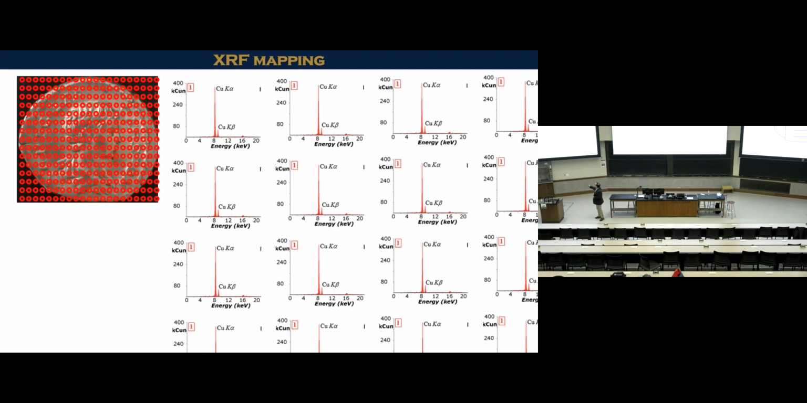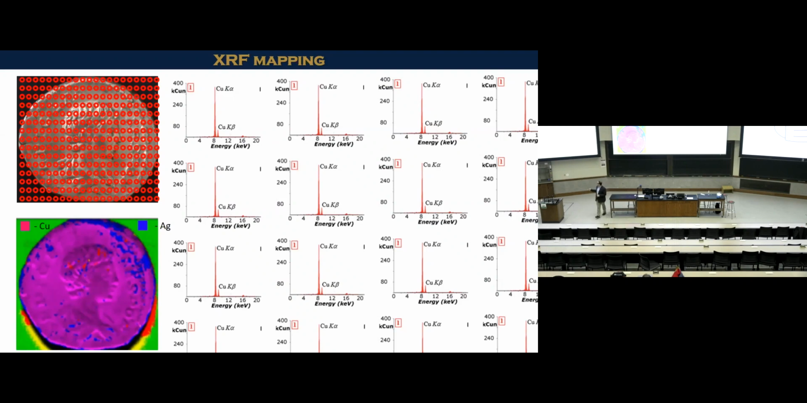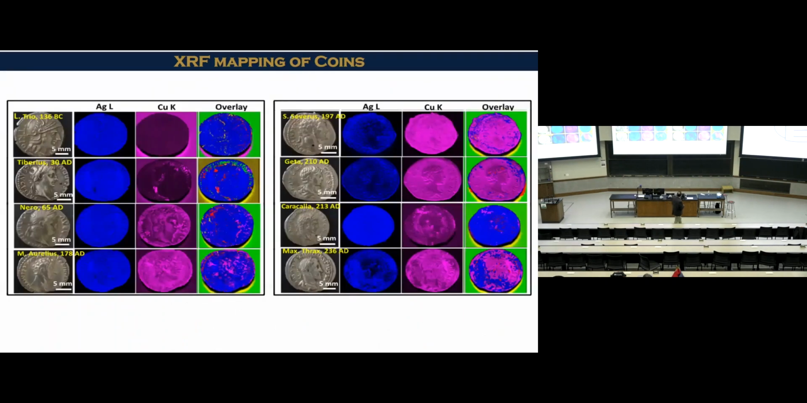And then after processing this data, you can generate this color-coded map for the entire object. So here, for example, in this coin, we can see that this purplish area contains a lot more copper, and this blue area is more silver. There are some other elements also which I haven't noted here. So this allows you to image the surface composition of coins, and not only coins, other objects too.